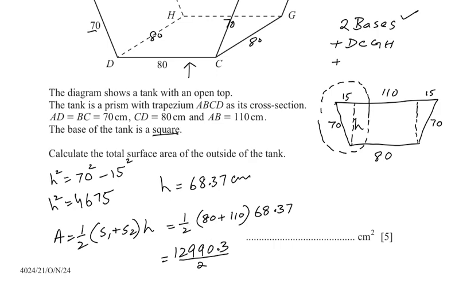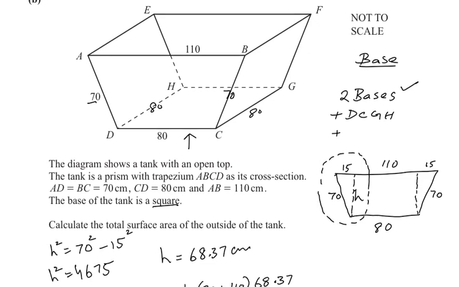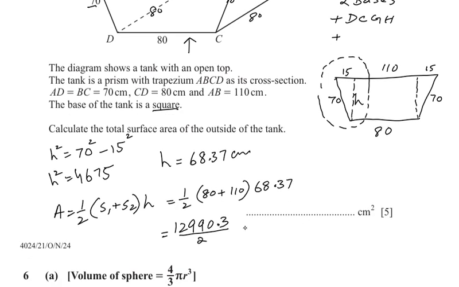And if we look at the diagram, we see that this is the one base, and there is a base at the rear end of this tank. So the rear end EFGH has the same area. So to find the sum of the total area, we can multiply this by 2, and the 2 will be cancelled like this. And the total area of the bases is 12990.3. This is the one part, or one area.